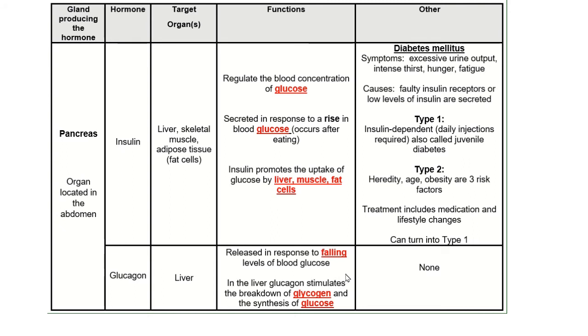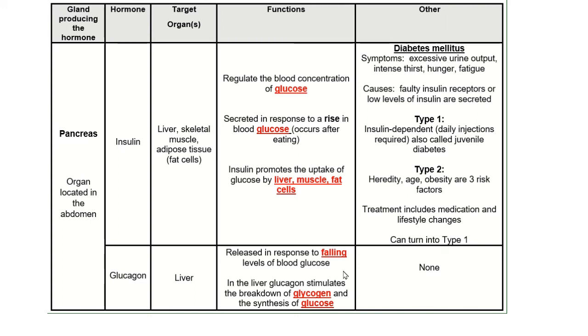So before we begin our discussion on diabetes mellitus, let's talk about glucagon. Glucagon is also a hormone secreted by the pancreas. Its target organ is the liver. So now we haven't eaten in a while. We are hungry. Our cells need glucose. So glucagon is going to be released in relation to a decrease in blood sugar levels.